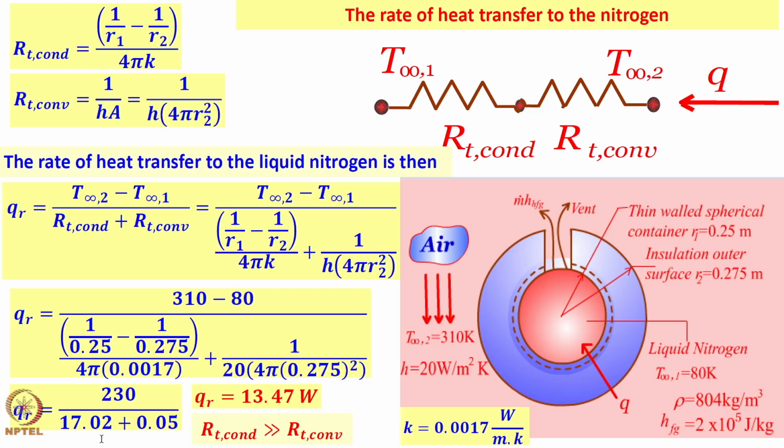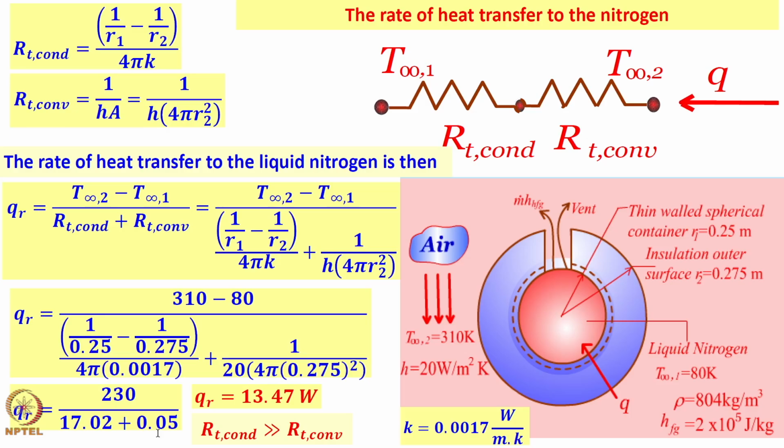The insulation resistance is the conduction resistance, which is the dominating resistance. If I change this even by a little, the effect will change. 17 becomes 18, I will have a smaller Q, whereas 0.05, even if it becomes 0.1, total is 17.07, instead it would become 17.12, hardly any change. So, that is something which you need to note, the scale of these two quantities, which is dominant and which is less dominant, and that is because insulating materials have very low thermal conductivity. Here you have 0.0017 as the thermal conductivity.